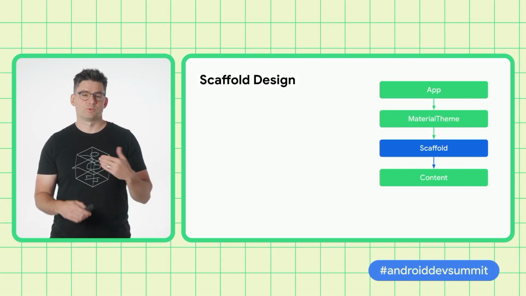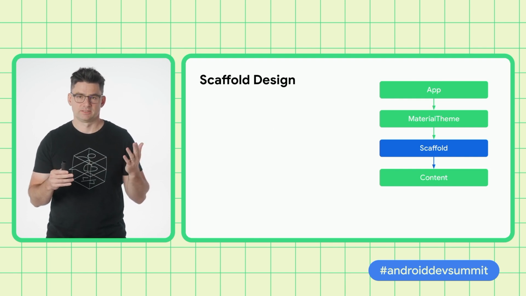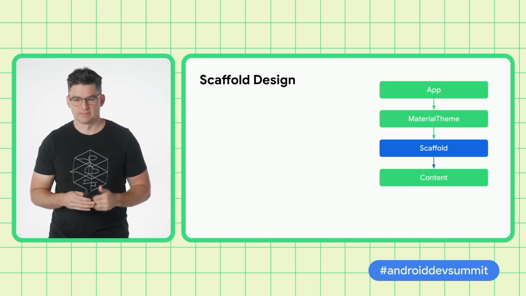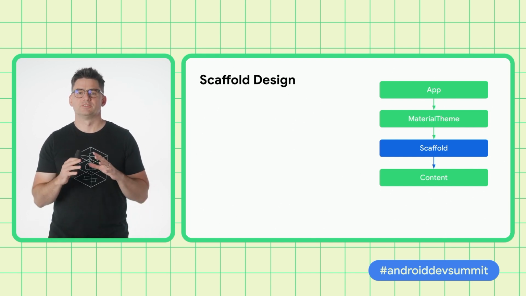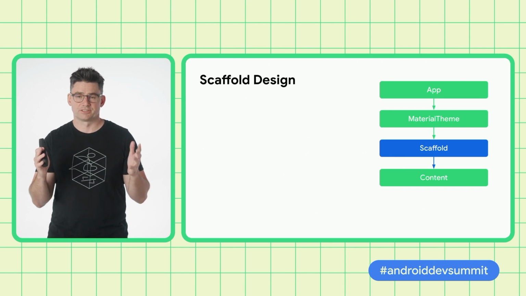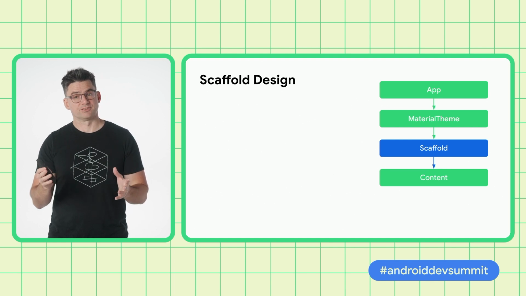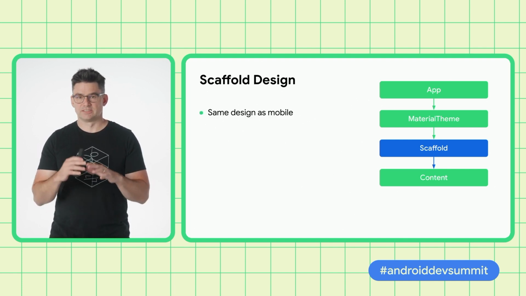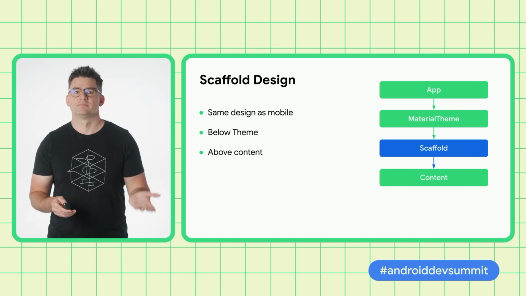All right, before we move forward, I'd like to just talk about the Scaffold design first, because that's important. It took me a little while to get my head wrapped around it, but once I did, I always want to make sure that I ingrain this in people's heads. So the first thing you want to do is set your MaterialTheme like you're used to doing for the look and feel of your app. Then you put your Scaffold, and then after that you put your content. If you're doing this in mobile, it's the same recommendation. It's just below the theme, above the content.